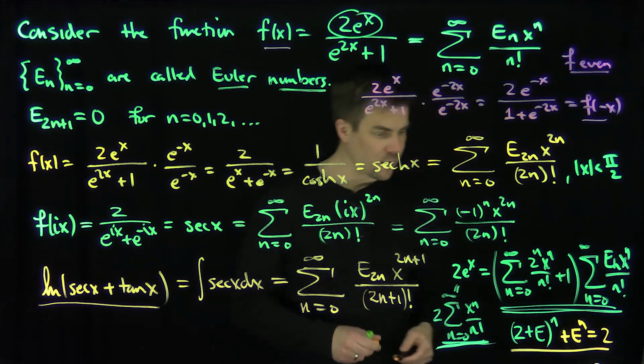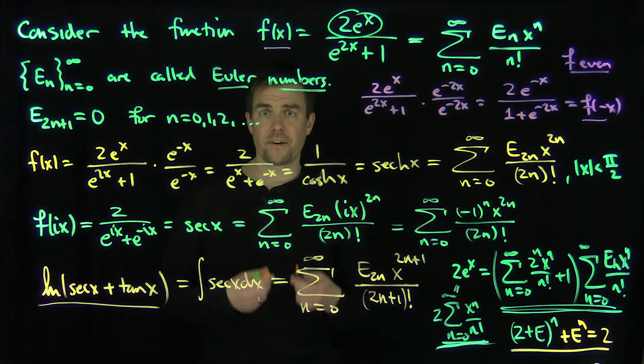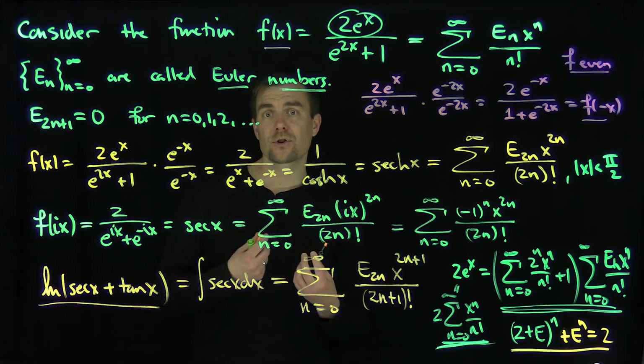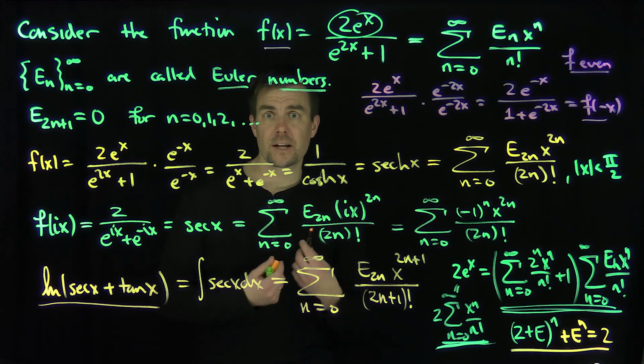If you plug in a couple terms over here, you'll be able to generate all the Euler numbers, and you'll be able to find the Taylor expansion of secant, the natural log of secant plus tangent, and a variety of other Taylor expansions.